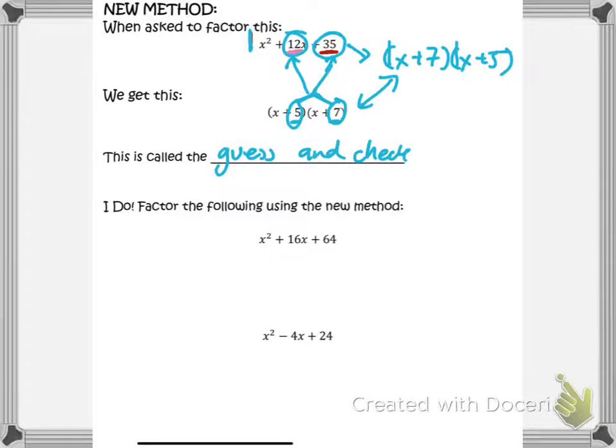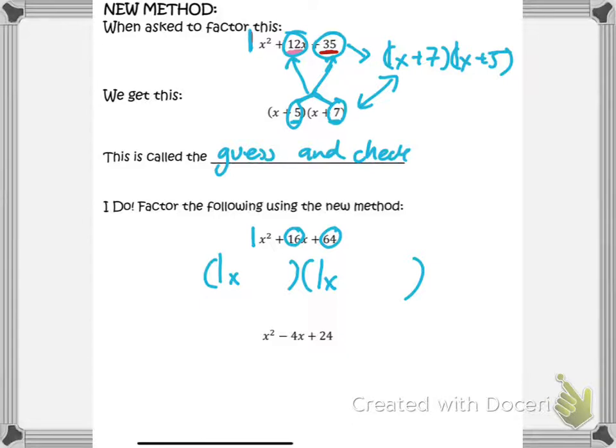Alright, here's our first example. Here's the I do. Factor the following using the new method. So this is a is equal to 1, so this is going to be 1x, 1x. And then our C value is 64 and our B value is 16. So very similar to the X puzzle. What two numbers multiply to 64 but add up to 16?